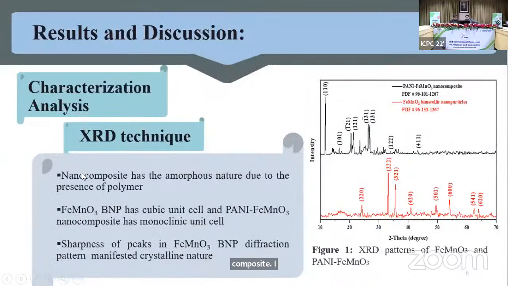Results and discussion. Various characterization techniques have been performed to study the characteristic features of the bimetallic nanoparticles and nanocomposite. These have been studied by X-ray diffraction, scanning transmission electron microscopy, and Fourier transform infrared spectroscopy. Here in figure 1, the X-ray diffraction pattern of iron manganese oxide nanoparticles is shown in the red pattern, while the iron manganese oxide nanocomposite is shown in the black pattern.